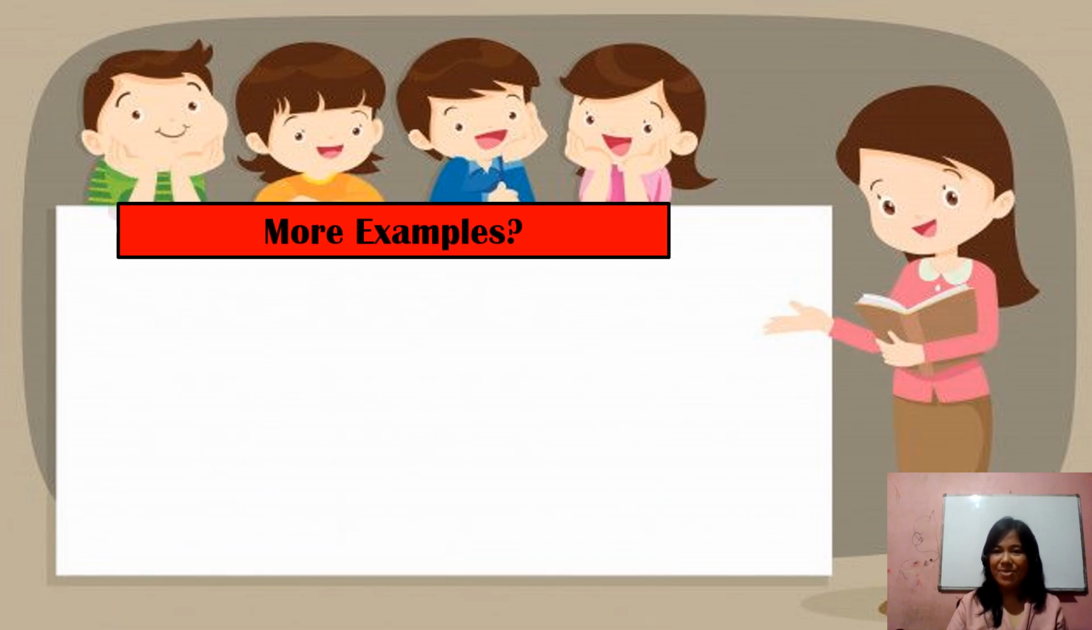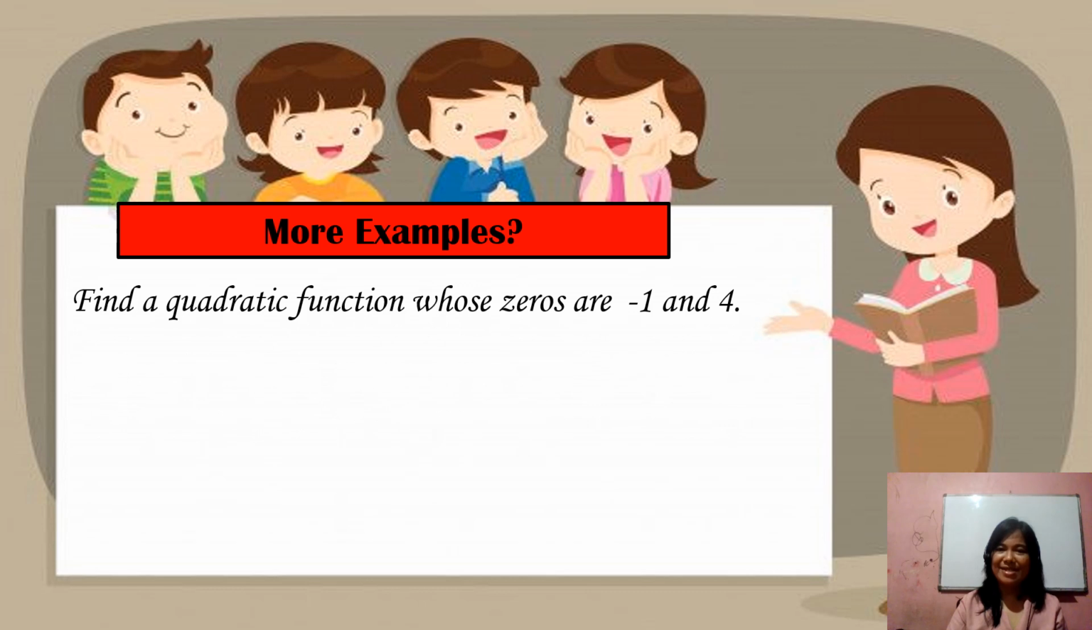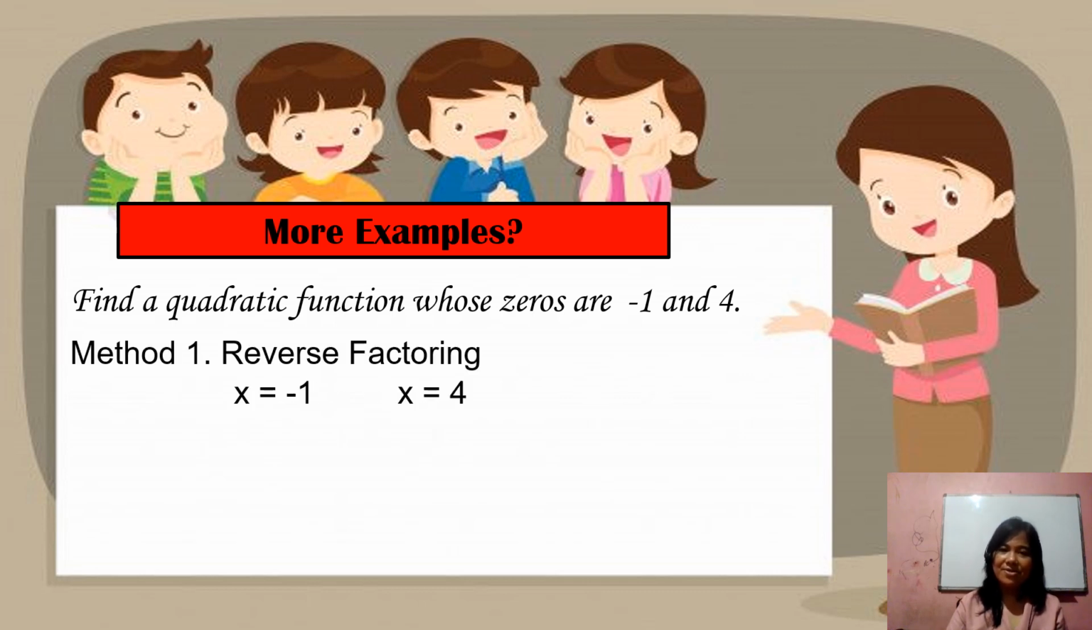Okay. Do you want more examples? Ito yun. Okay. Find the quadratic function whose zeros are negative 1 and 4. Method 1. Reverse factoring. Galing siya dito. Negative 1 and 4. Transpose: x plus 1 and x minus 4.